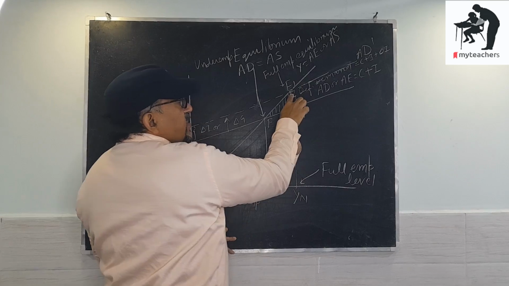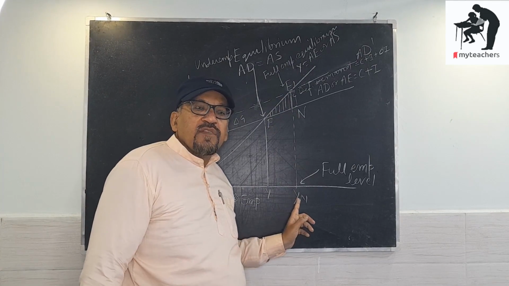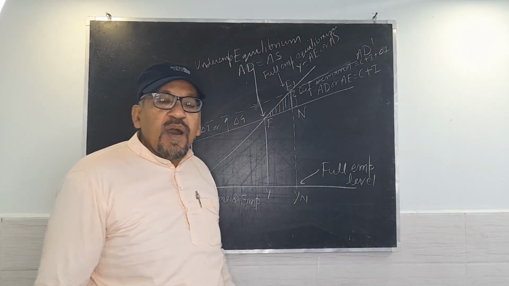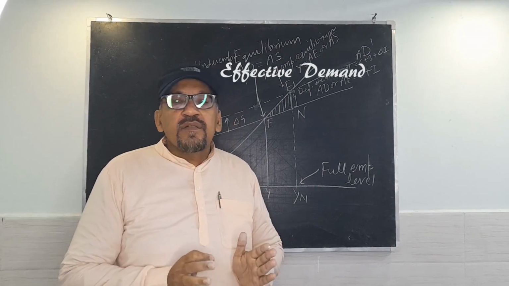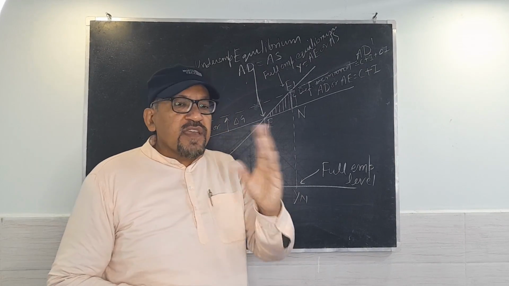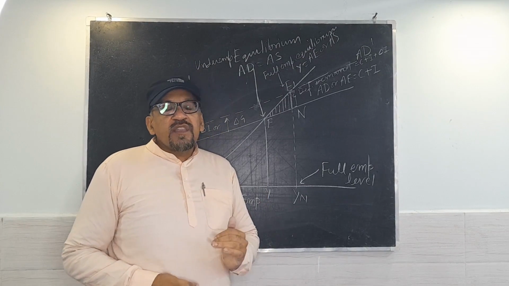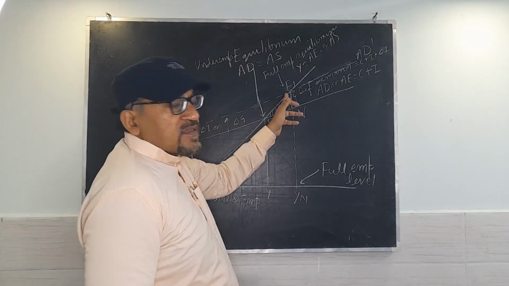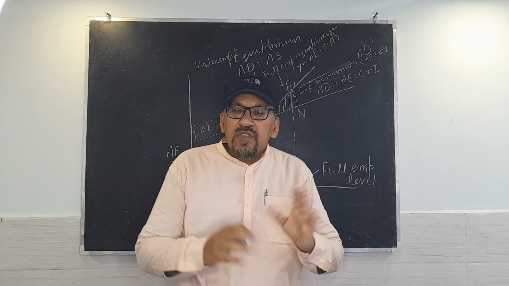This is the full employment equilibrium at E1, because this is the full employment level, and this level of aggregate demand is called effective demand. This is a very important concept in Keynesian theory. That's why the Keynesian theory is called the effective demand theory, because the objective in the economy is to obtain this level of aggregate demand, which is known as effective demand. So this is the concept.